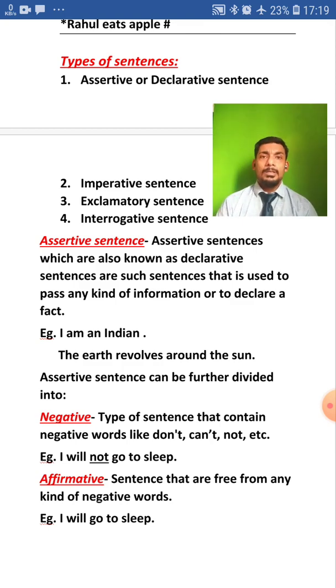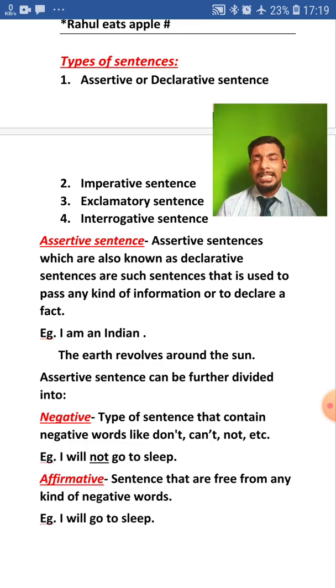Now, let's have a quick recap of what we learned. In today's class, I tried to explain to you the types of sentences. I told you that sentences are of 4 different types: assertive or declarative, second imperative, third exclamatory, and fourth interrogative. Assertive sentences, I told you, are used for 2 different things: for declaring a fact or passing any kind of information.